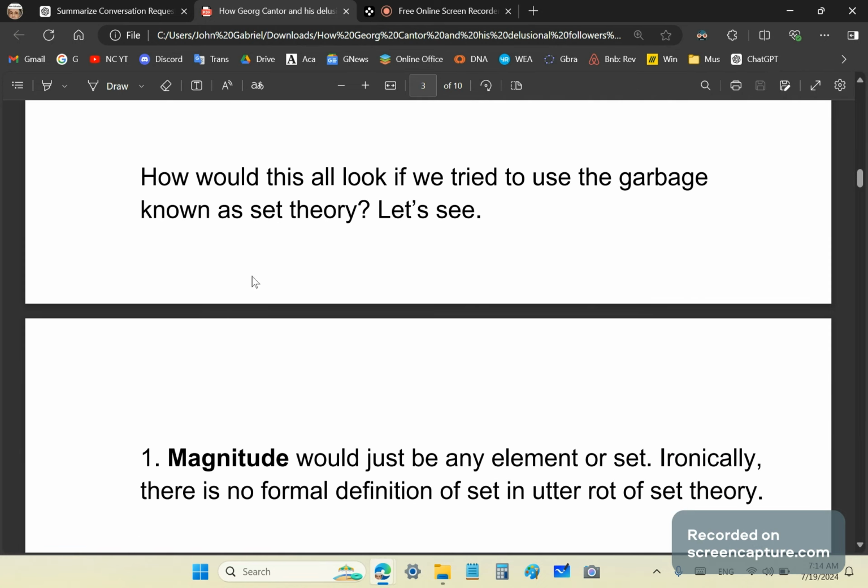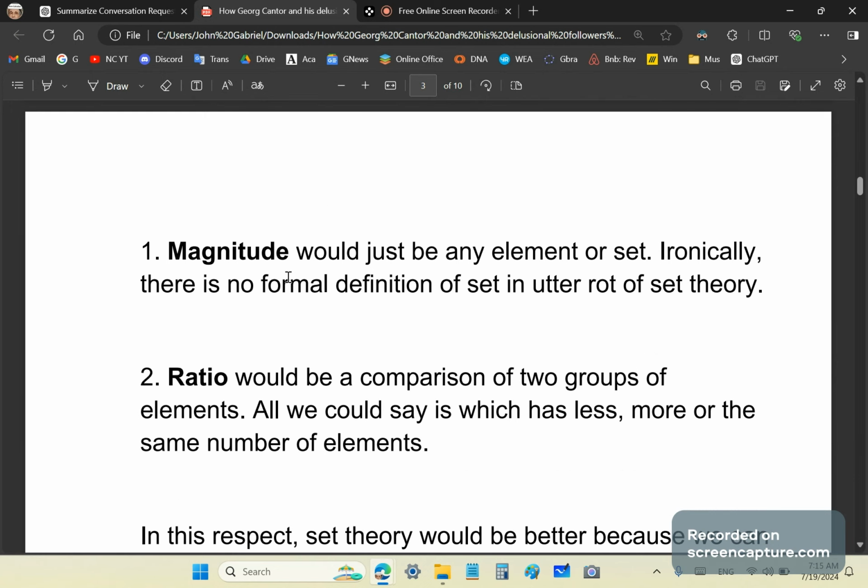So let's see how all this would look using set theory. But before I continue, this is the end of part 1. So the second part now deals with the problems that arise with set theory. So if you'd like to stop here, good idea, come back later, think about these things. It's a good time to stop. So let's continue.